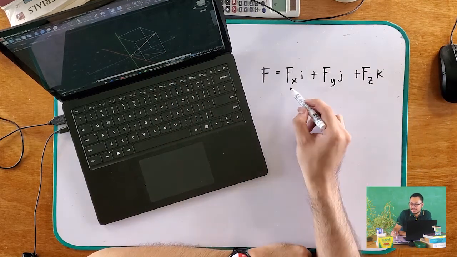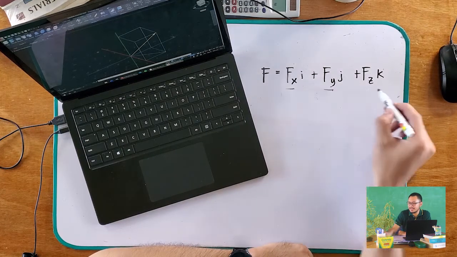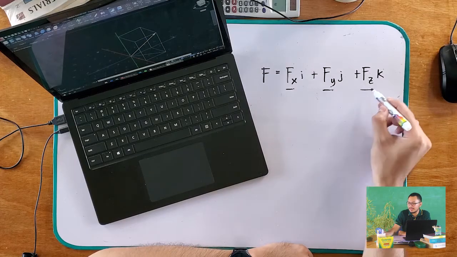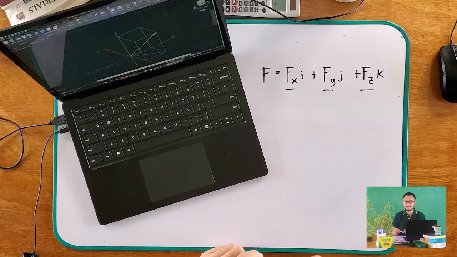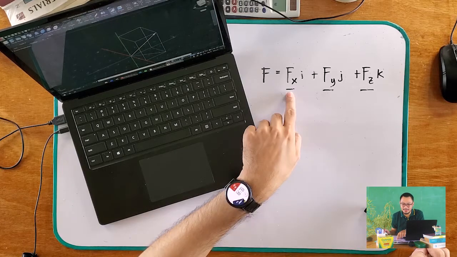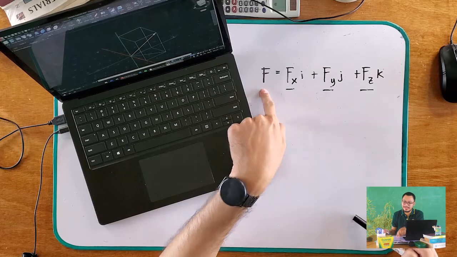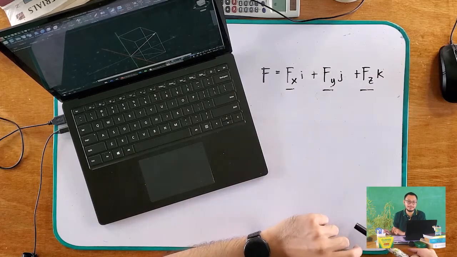Okay? So this one is a number, this one is a number, and this one is a number. And you get them if you solve for its components. So this is your x component of your f, your y component of your f, and your z component of your f. Okay? So, that is how quick it is to get and express our force into its Cartesian coordinate.